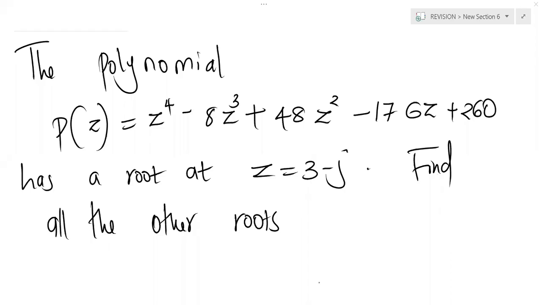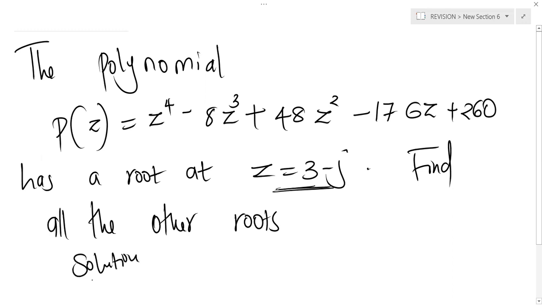Hello guys, so I would like us to look at the solution of this polynomial here. You're being told the polynomial p(z) is equal to this, has a root at z is equal to 3 minus j. So find all the other roots.